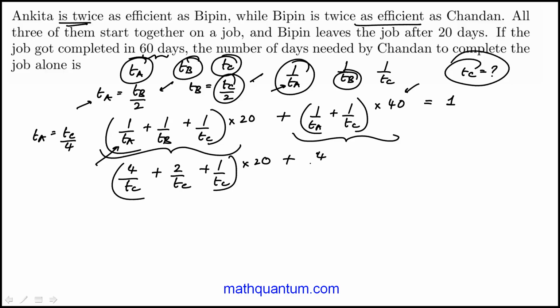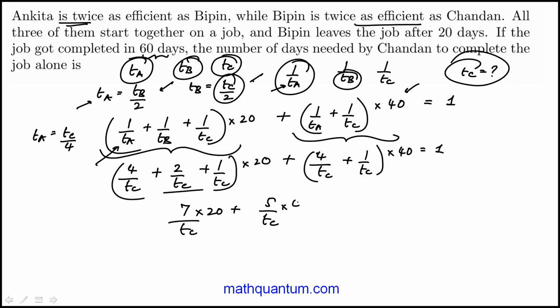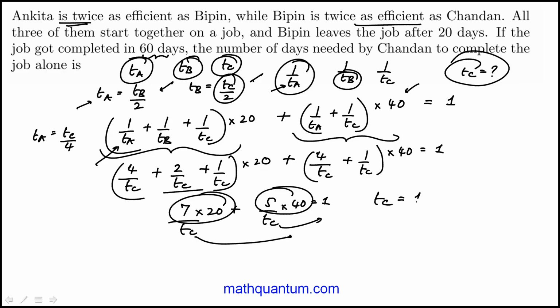And then this becomes 4 over T sub C plus 1 over T sub C times 40 equal to 1. Same denominator, so that becomes 7 over T sub C times 20, then 5 over T sub C times 40 equal to 1. Multiply both sides by T sub C, that just moves over, and then we're left with 7 times 20 is 140, plus 5 times 40 is 200, and that gives me T sub C, that is the number of days it takes Chandan to complete this job, is 340.